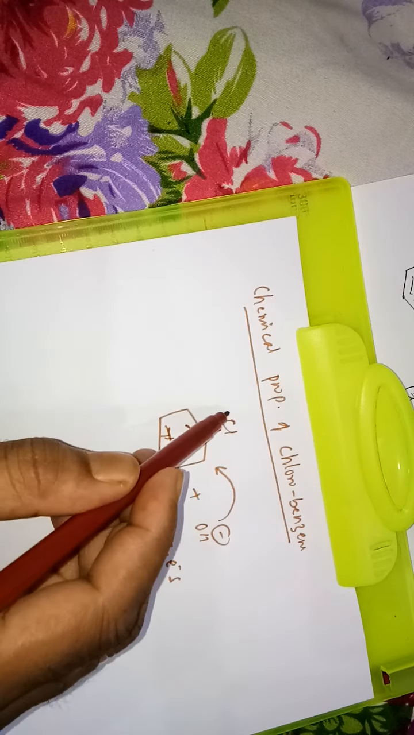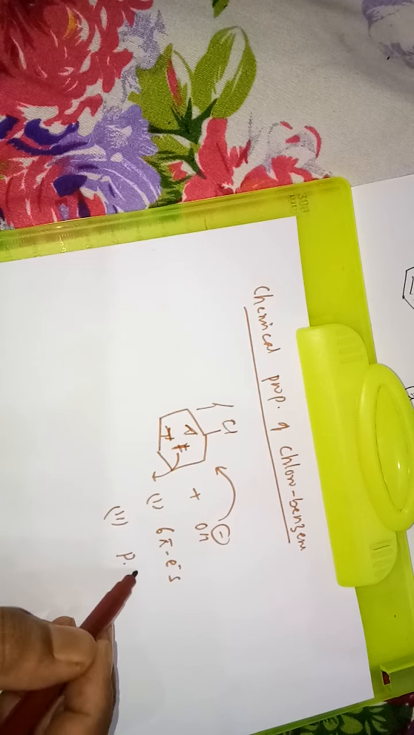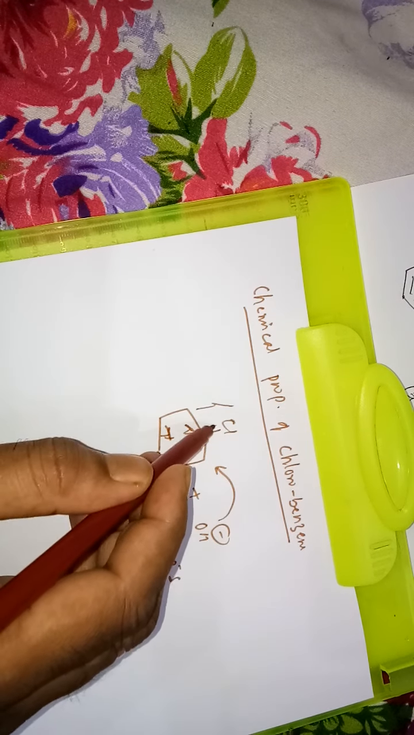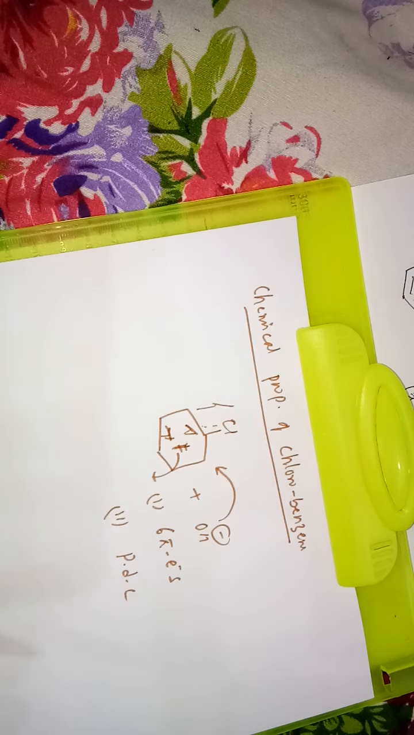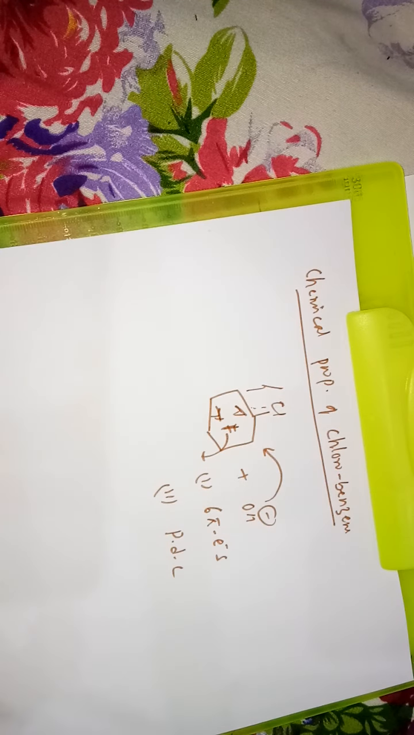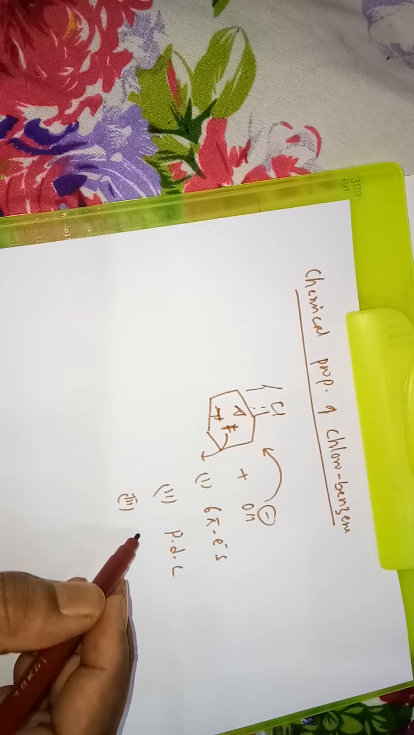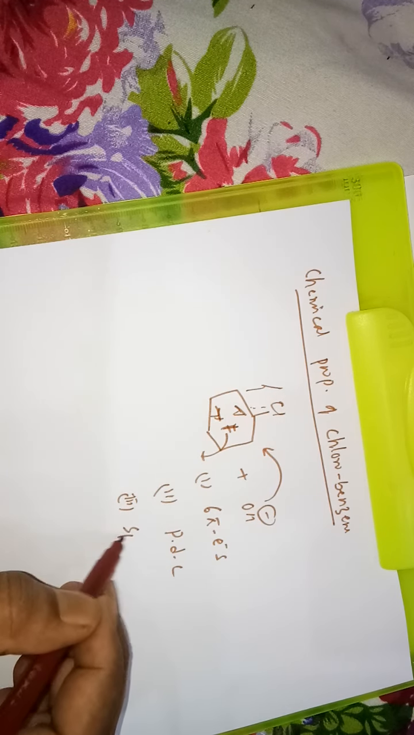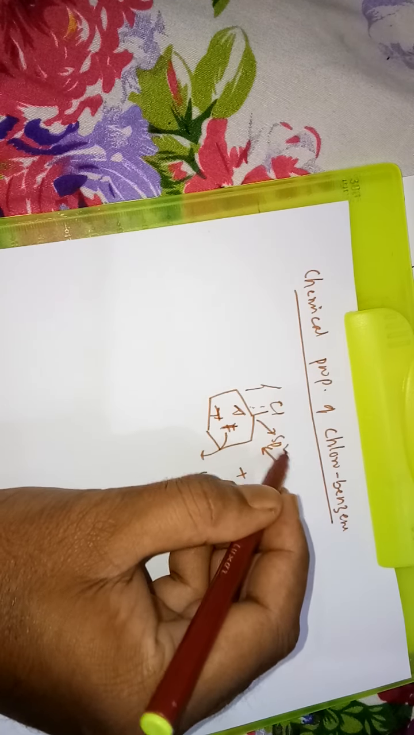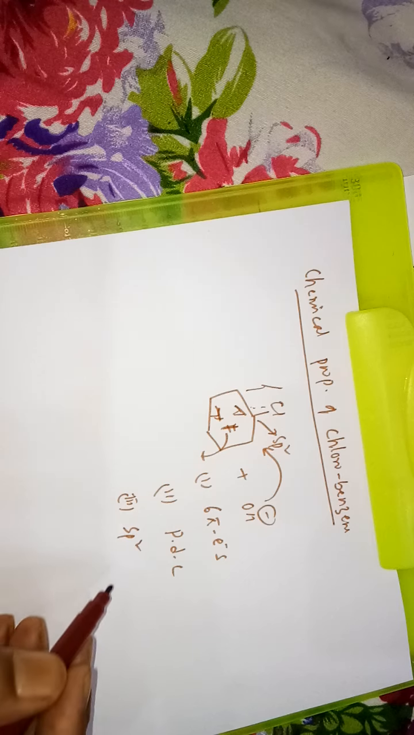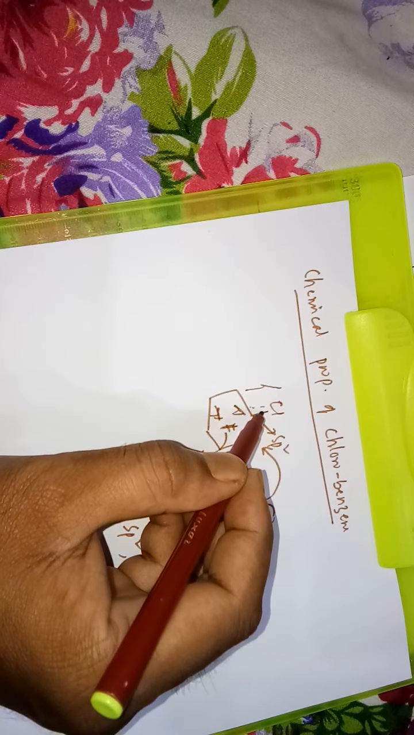Second point, this bond acquires a partial double bond character. Due to resonance, this one acquires a partial double bond character, and hence the bond is difficult to break. That is why OH cannot replace Cl. Third point, this carbon is sp2 hybridized.